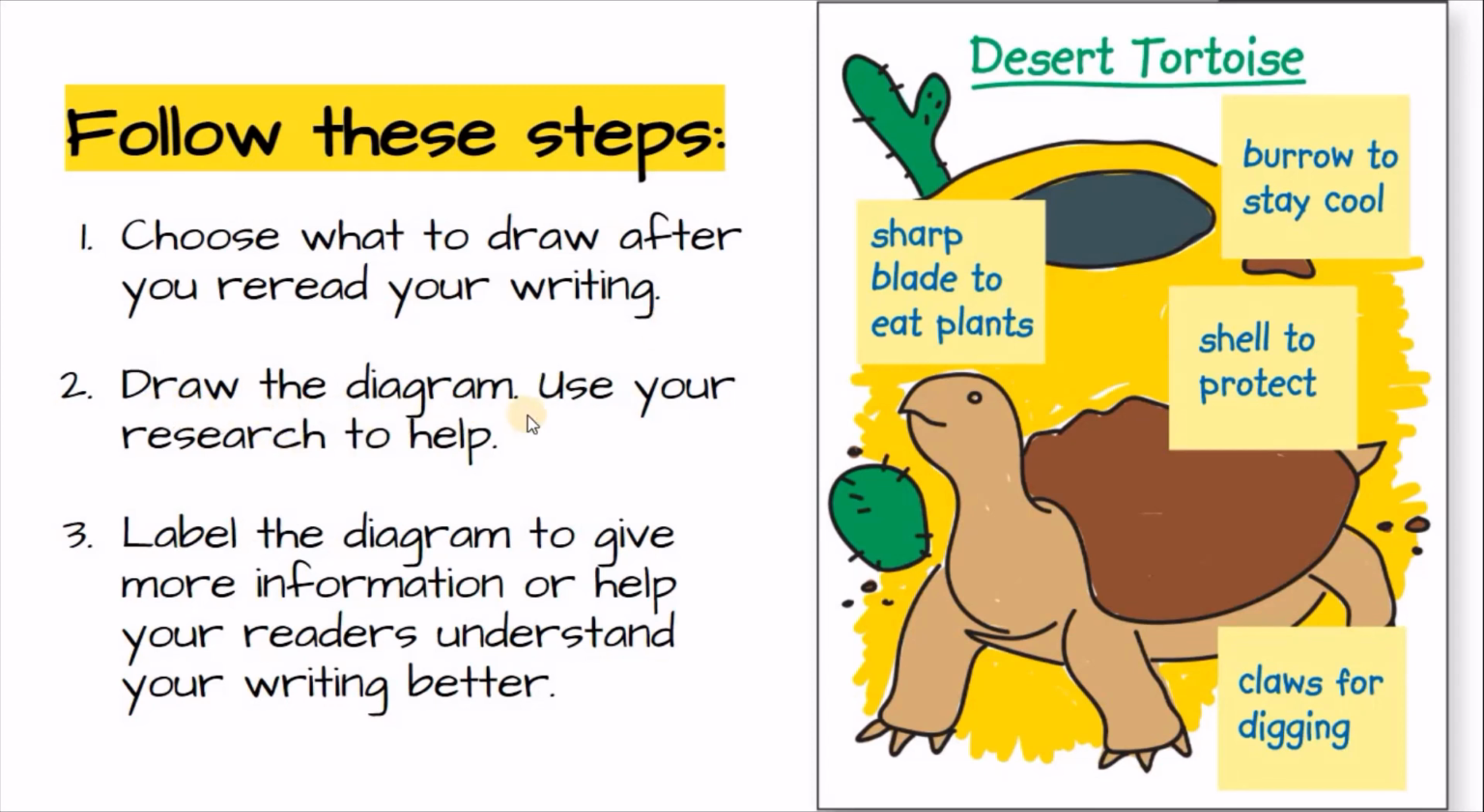Number 2, draw the diagram. Use your research to help. So we used the book as well as images that we found to help us draw our picture. And last, label the diagram to give more information or help your readers understand your writing better. So here are the labels, and they relate to our writing.